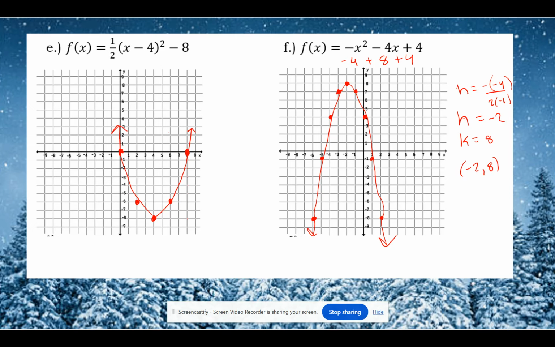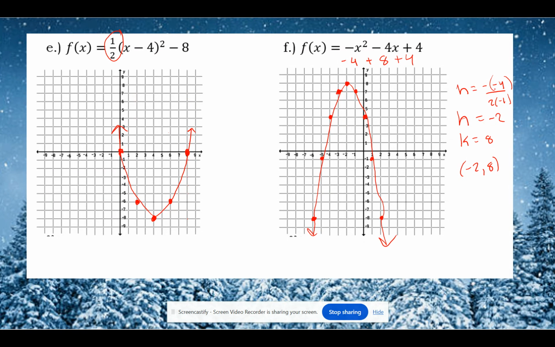All right, let's go ahead and take a look here at E first off. We should have gone right 4 and down 8 for the vertex. Now your counting pattern is going to be half as high as normal. So instead of going over 2 and up 4, you're going over 2, up 2. And instead of going over 4, up 16, it's 4, 8.